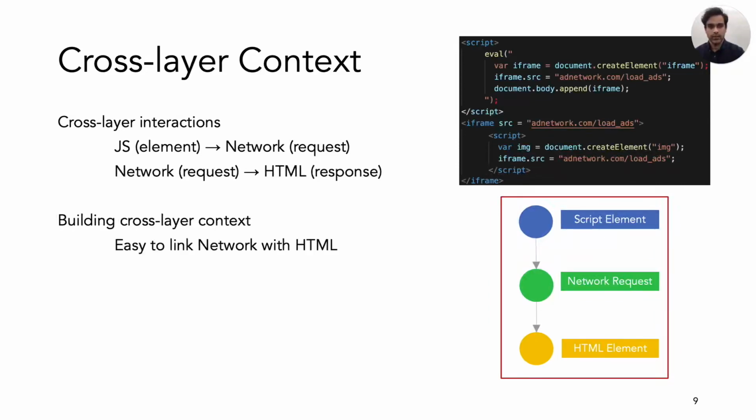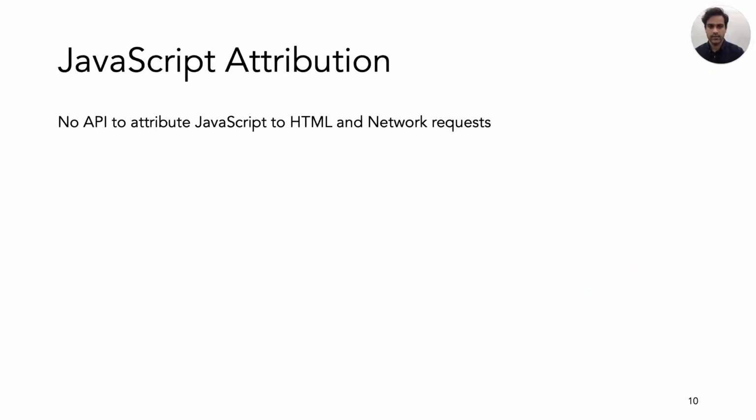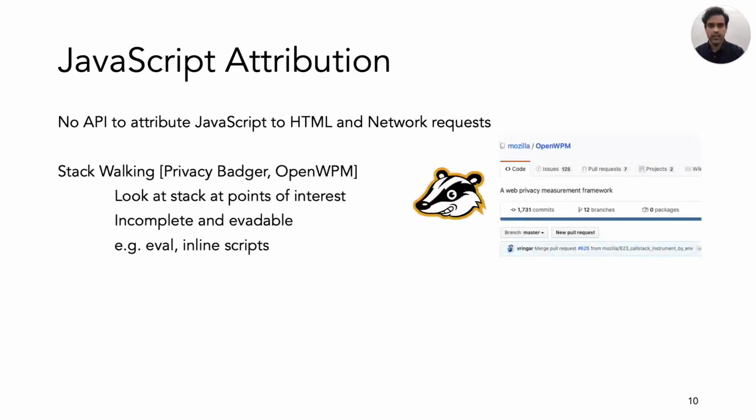From a vantage point in browser, it is easy to capture interactions among HTML elements and network requests by simply traversing the DOM. However, it is tricky to get interaction with JavaScript. JavaScript interaction is tricky because the browser does not provide any native API to attribute scripts to HTML elements and network requests. Traditionally, people have relied on stack trace to attribute HTML and network events to JavaScript. This approach is used by popular tracker blocking tools such as Privacy Badger and open source measurement frameworks like OpenWPM.